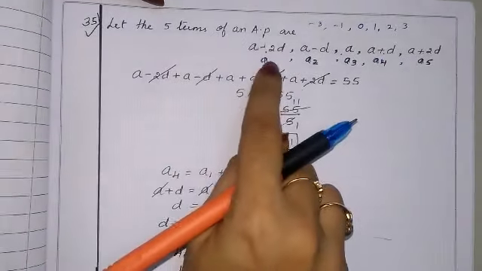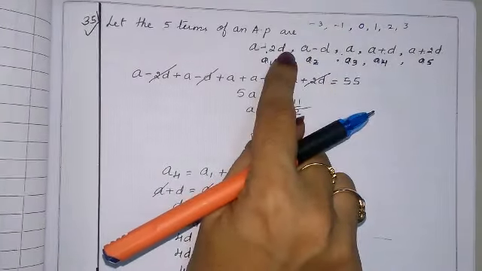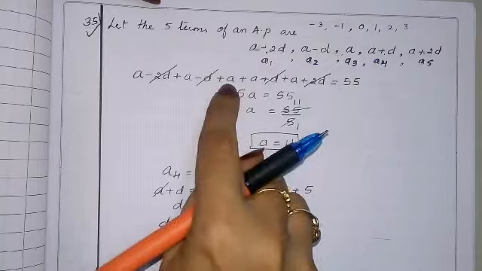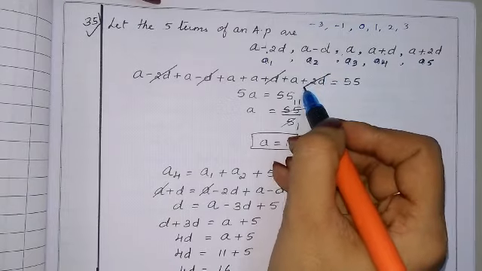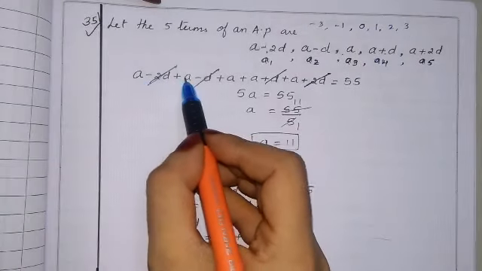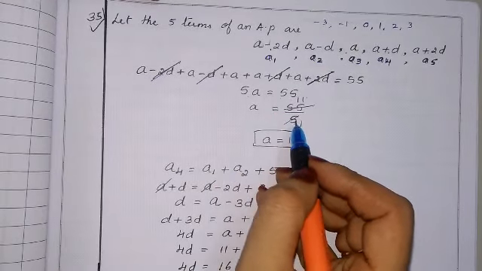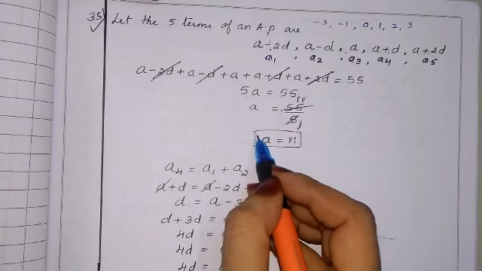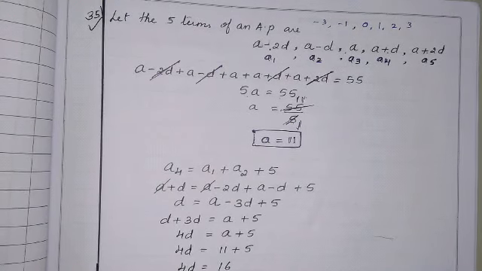Okay. So the sum of 5 terms is 55. We have to add all these numbers. a minus 2d plus a minus d plus a plus d plus a plus 2d is equal to 55. Plus 2d and minus 2d get cancelled. Minus d plus d get cancelled. 1a, 2a, 3a, 4a, 5a is equal to 55. a is equal to 55 by 5. a is equal to 11, because 5 11s are 55. So we got the a value.